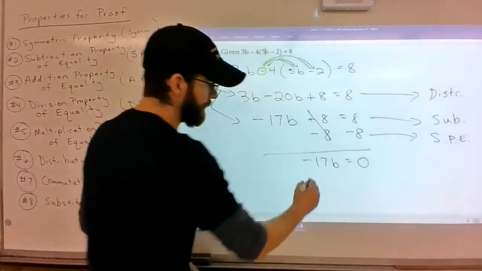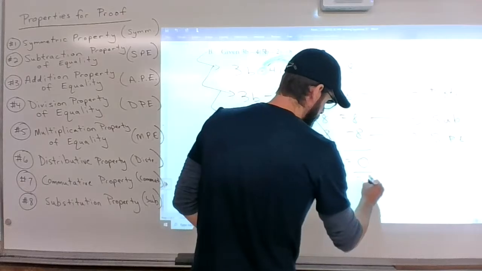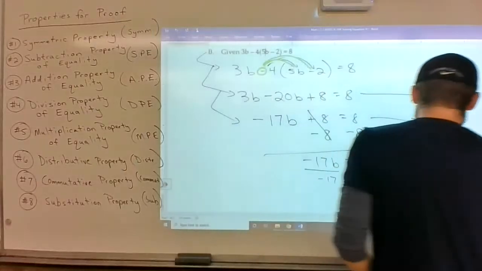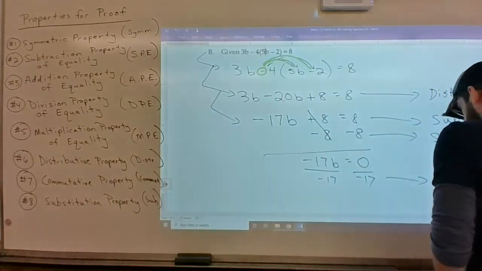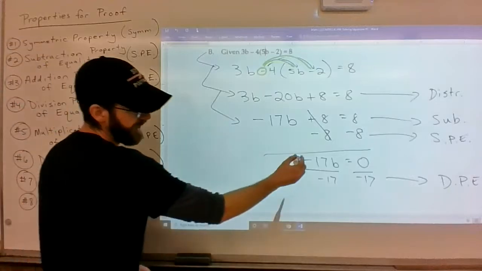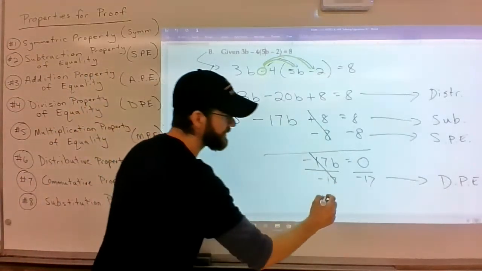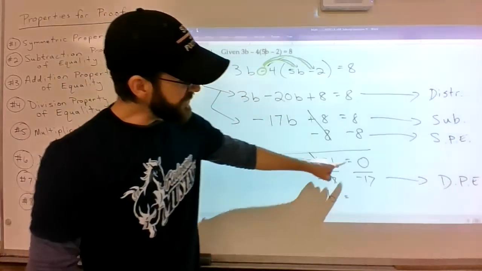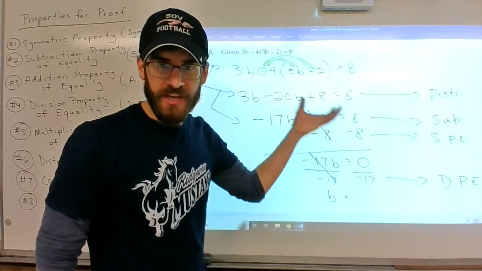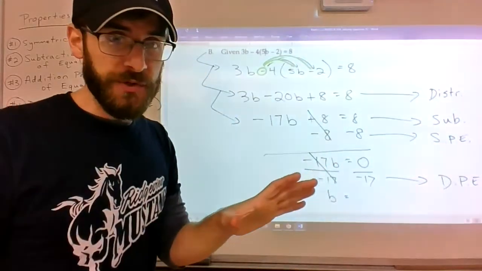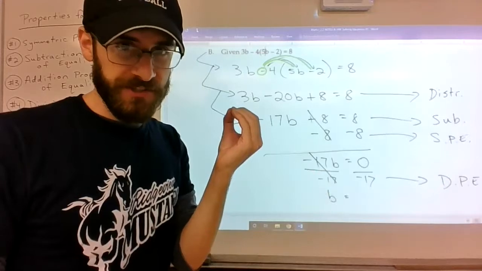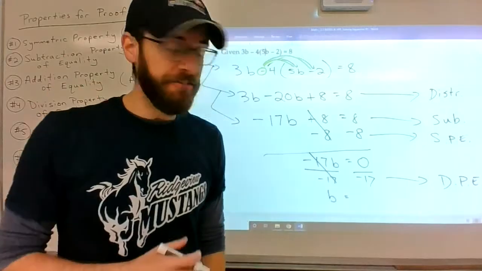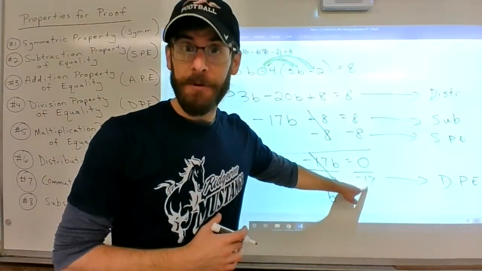Divide by negative 17 on both sides, which would be division property of equality. All right, so that creates a 1 in front of the b, which is what we want. And b equals, well, 0 in the numerator just means that there's nothing to begin with. You can divide nothing into as many groups as you want. It's still just going to be 0 every time. It'd be like if I said, hey, I've got $0 and I'm going to divide it amongst 17 people. Everybody gets 0.